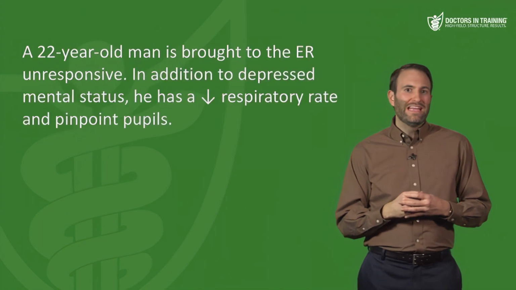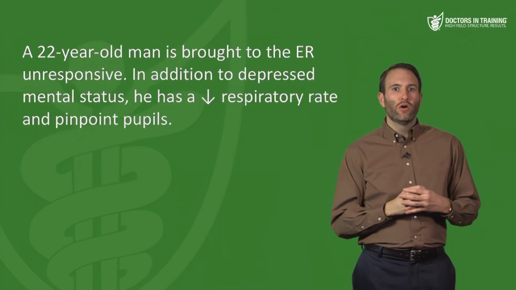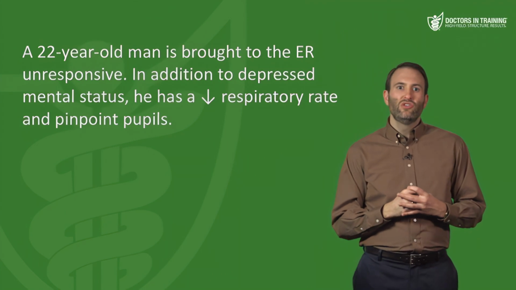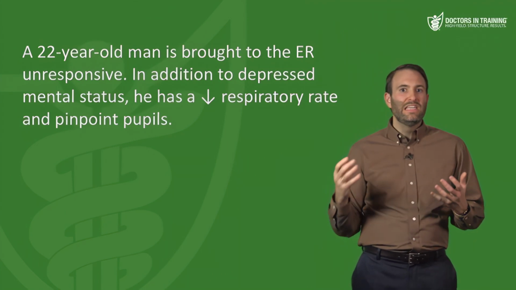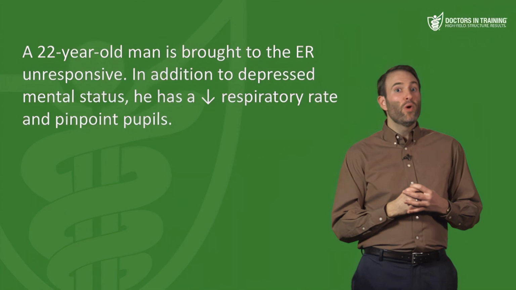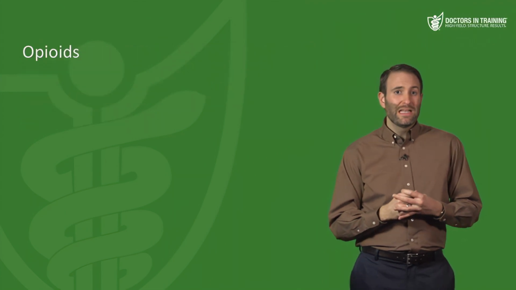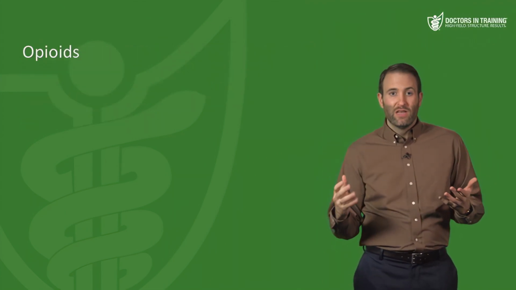All right, let's do another vignette. A 22-year-old man is brought into the ER unresponsive. In addition to the depressed mental state, he has decreased respiratory rate and pinpoint pupils. What's the diagnosis? Well, this is likely an opioid overdose, and the best predictor of an opioid poisoning is a respiratory rate less than 12. But on a test question, be on the lookout for those miotic pupils.